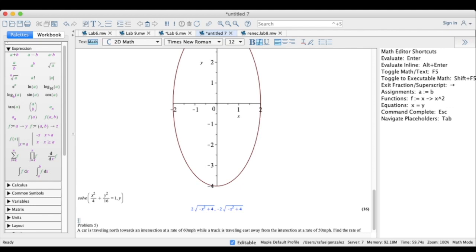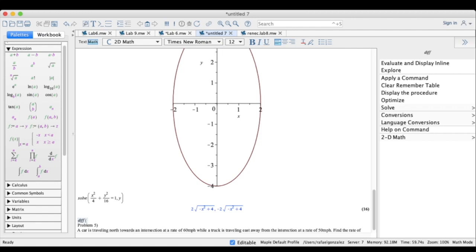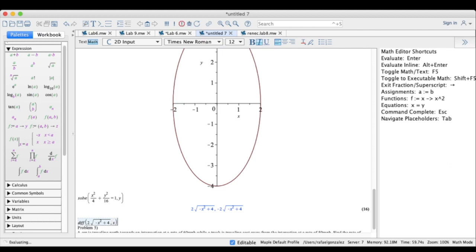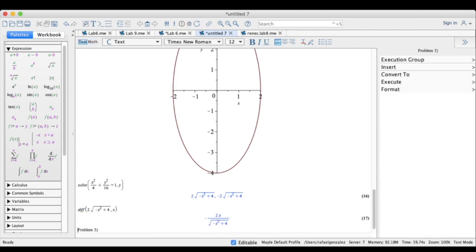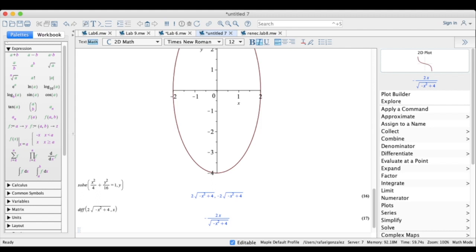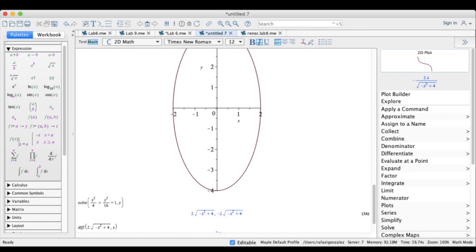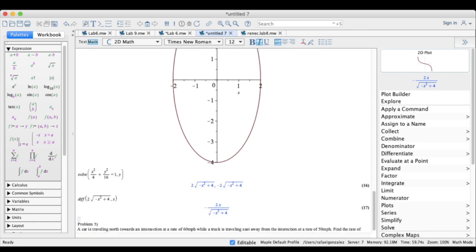And I'm going to take the derivative of both of these. In fact, I'm going to take the derivative of the first one first, this piece right here with respect to x. And I get that the derivative is equal to negative 2x divided by the square root of negative x squared plus 4. Remember that we're doing this because we want to find out what the slope of the tangent line is, since I'm asked to plot the tangent lines on the ellipse. So I need to find out what the slope of the tangent line is at the point (1, 2).